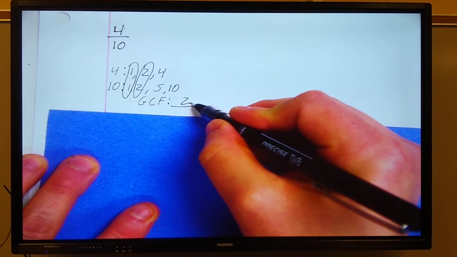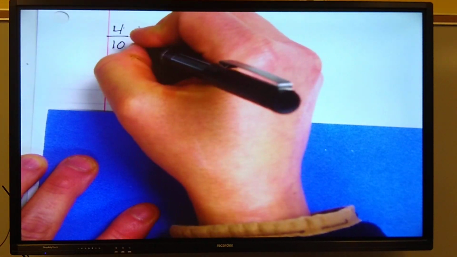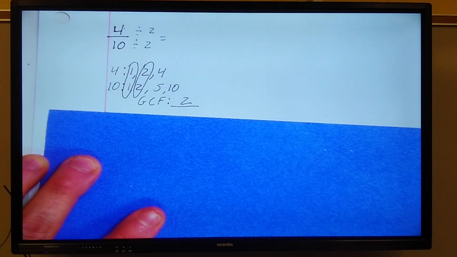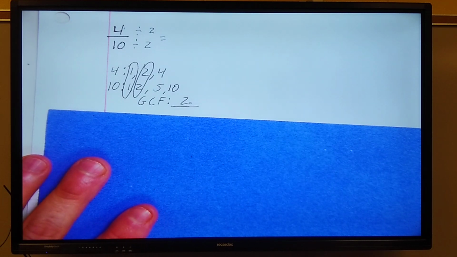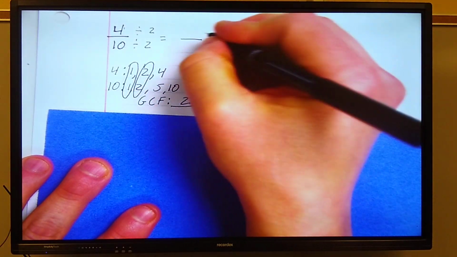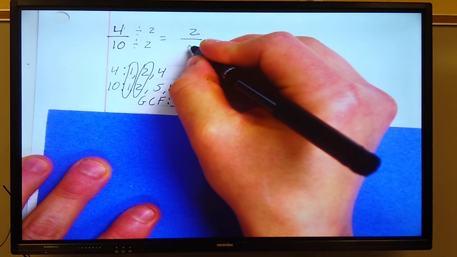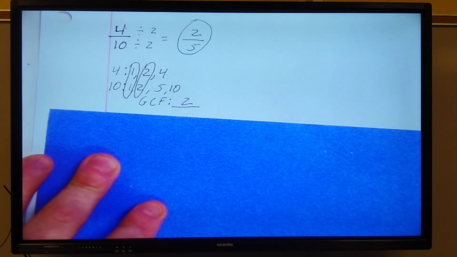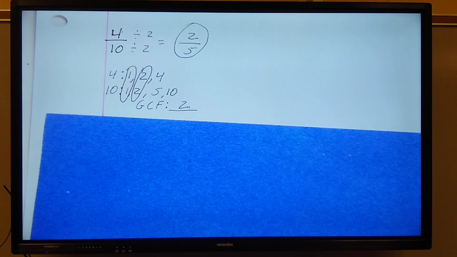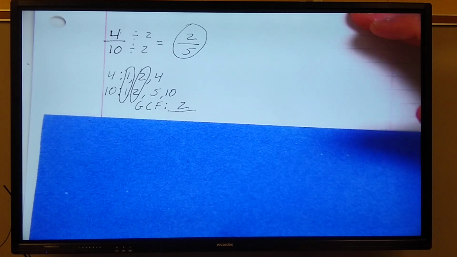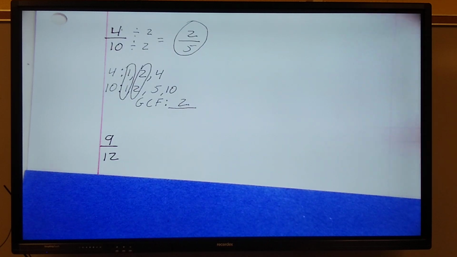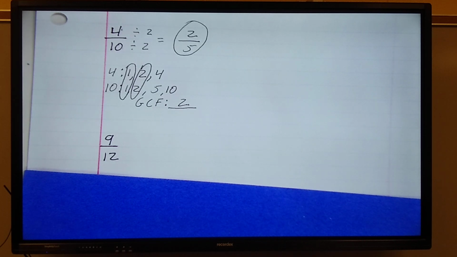The next step is I take this and I divide my numerator and my denominator by the greatest common factor. 4 divided by 2 is 2. 10 divided by 2 is 5. This is my answer. 2/5 is 4/10 in simplest form. I'm going to leave that there for you to look at. On your sheet of paper, I want you to simplify 9/12. Do that now. Pause the video.